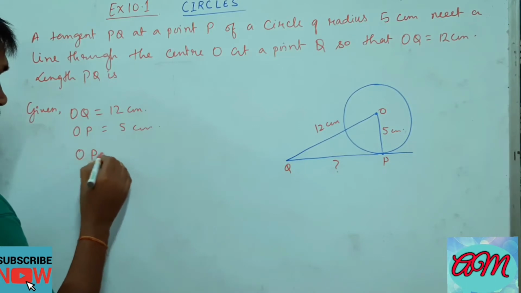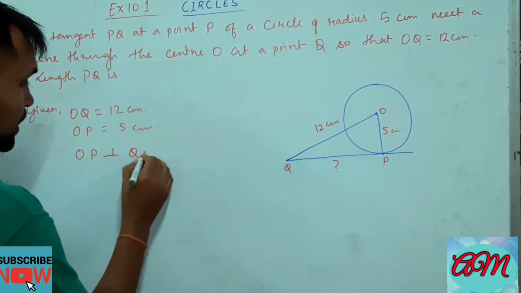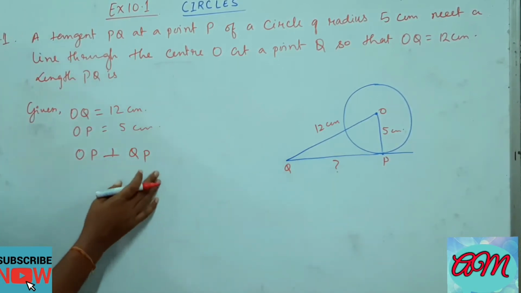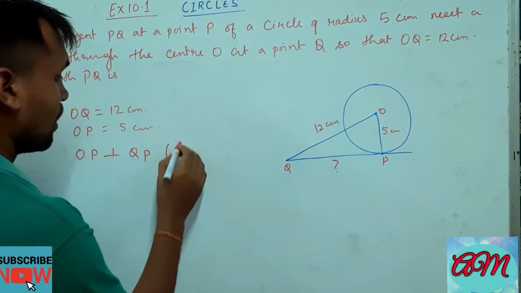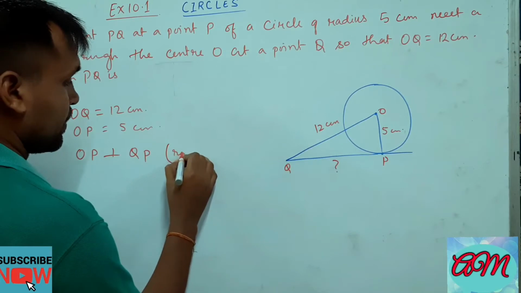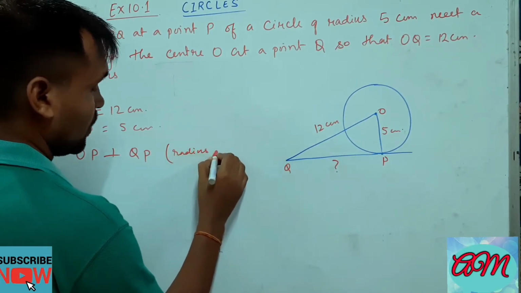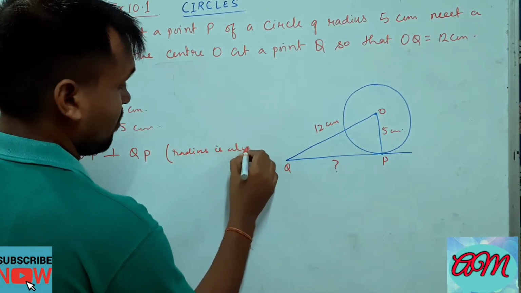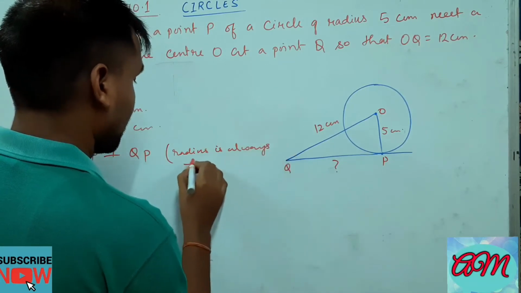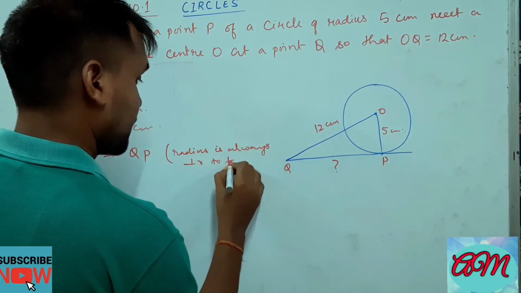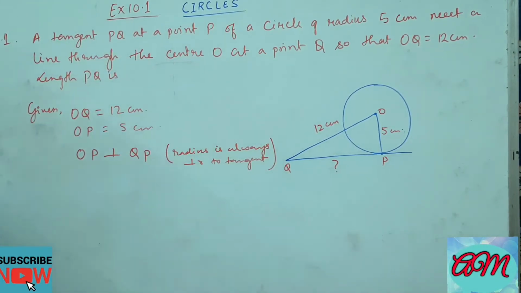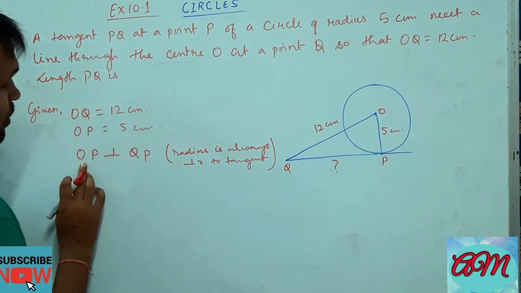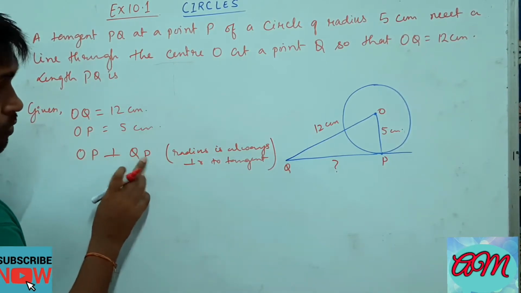One more thing is given, that is what? OP is perpendicular to QP. Why is OP perpendicular to PQ? Because radius is always perpendicular to tangent. We have already studied this, note 1, theorem number 1. You have studied this, right? So OP is perpendicular to QP.